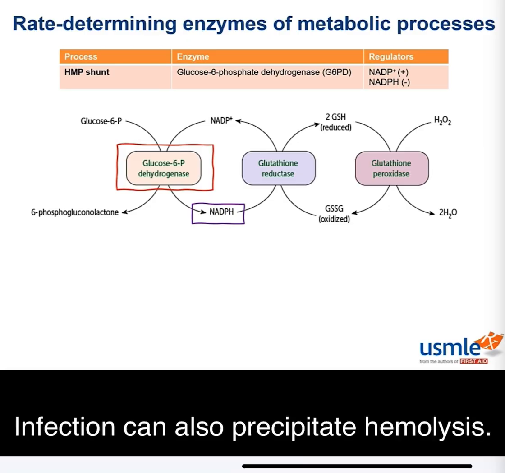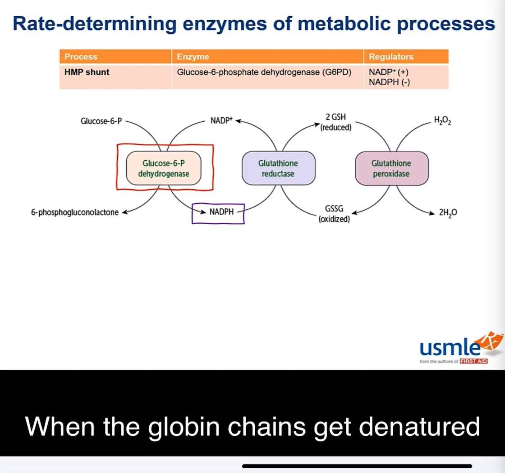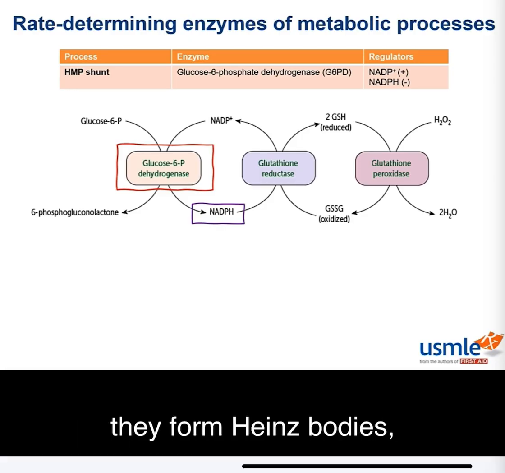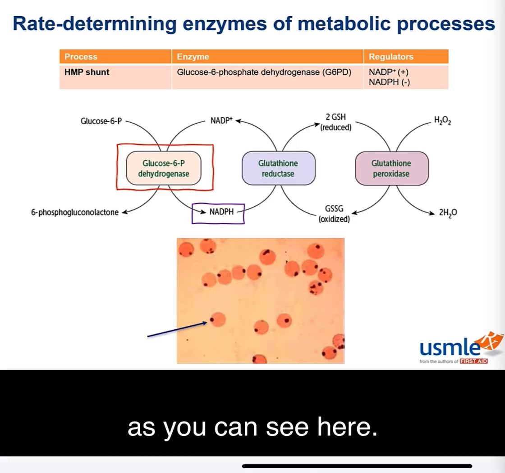Infection can also precipitate hemolysis. When the globin chains get denatured and precipitate within the red blood cells, they form Heinz bodies, as you can see here.